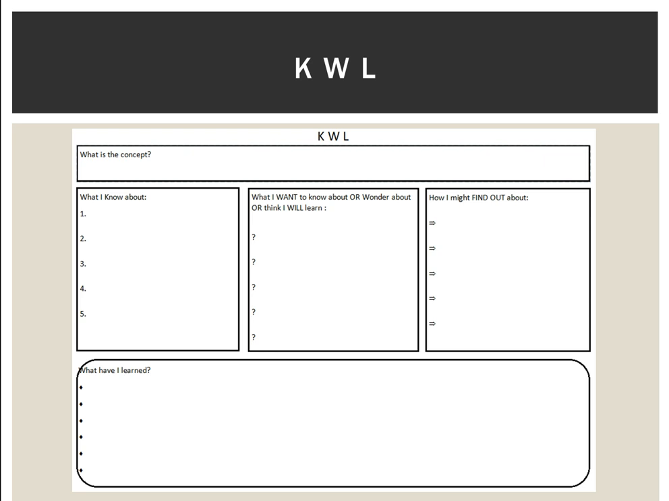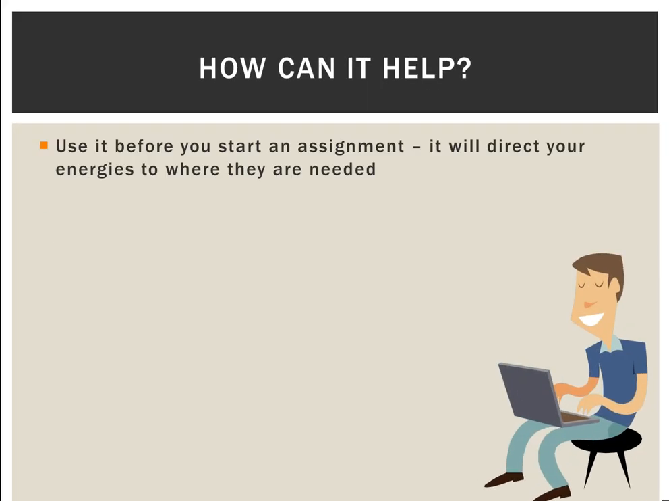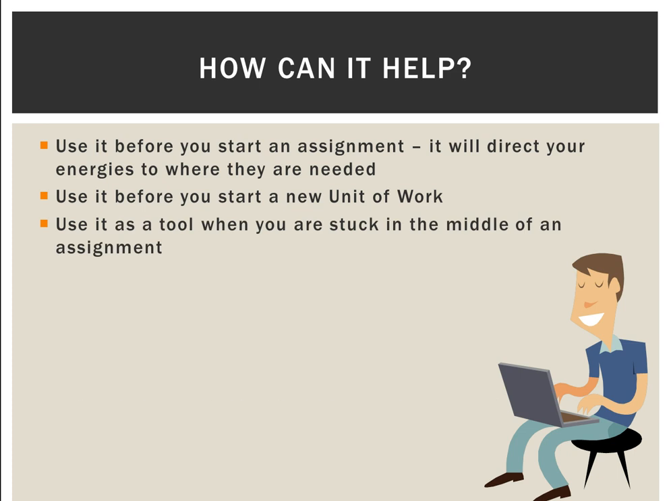So I know there's only 5 little points for each of these, but you can certainly do more than that. It doesn't have to be 5, it can be certainly more. Don't limit yourself. So how can it actually help? You can use it before you start an assignment. It will direct your energies to where they are actually needed. Use it before you start a new unit of work. And use it as a tool when you are stuck in the middle of an assignment. So again, it's good for all those bits and pieces to help you.